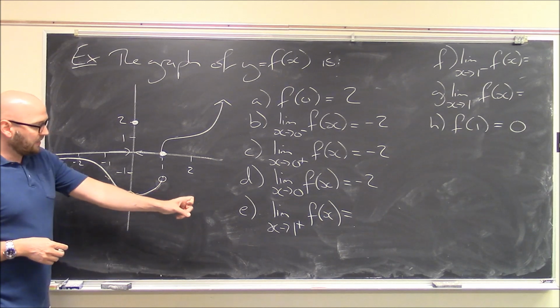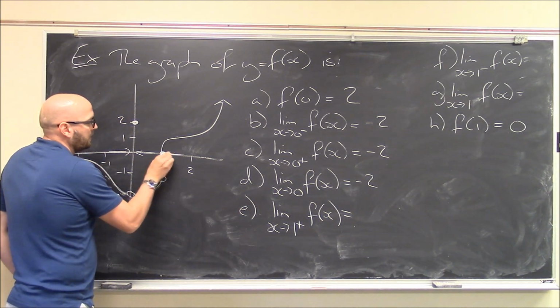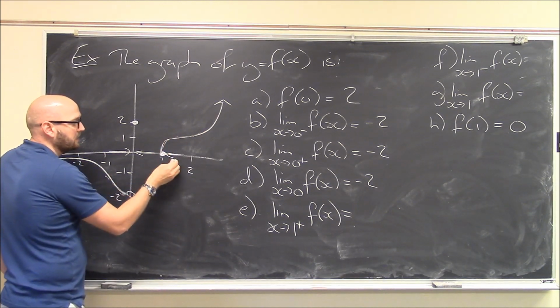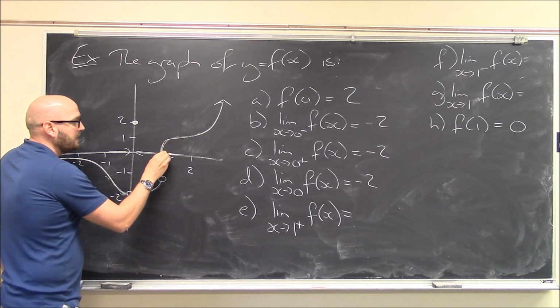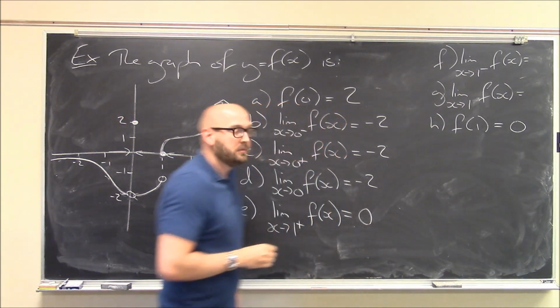What about these other limits? What happens as x approaches 1? So we're approaching 1 from the right. Well, you're moving along this curve, and as x gets close to 1, your y values get really, really close to 0. So our right-hand limit is 0.